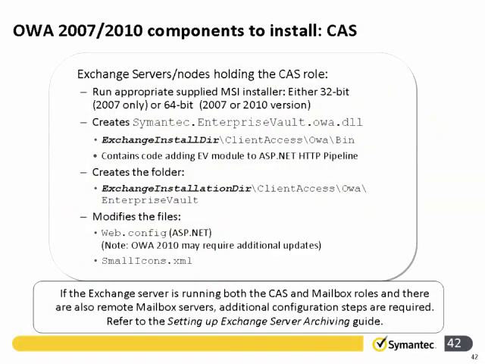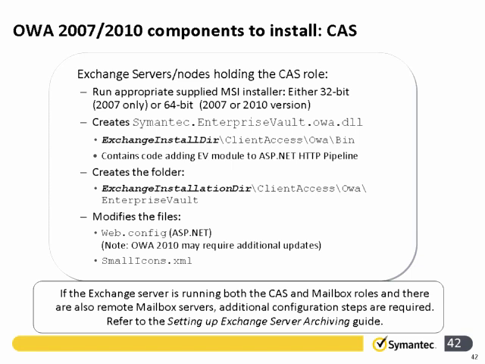Components that are needed to install on the client access server: you need to run the appropriate Windows Installer package, either 32-bit if you are running 32-bit Exchange 2007, or the 64-bit version for 2007 or 2010. And what that does is create a dynamic link library file named Symantec.enterprisevault.owa. It will also create a couple directories. For the dynamic link library file, it uses the Exchange install directory, client access, OWA bin folder. Actually, that folder is already created. It puts that file in that folder. And that's where we're adding that Enterprise Vault module to the ASP.NET HTTP pipeline.